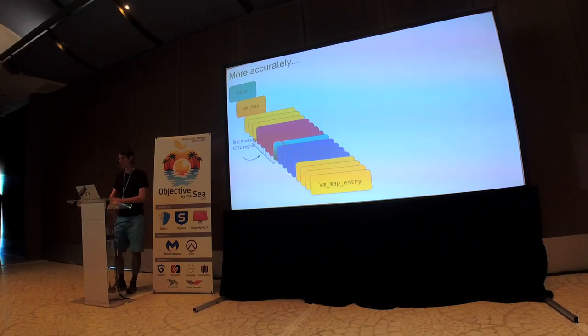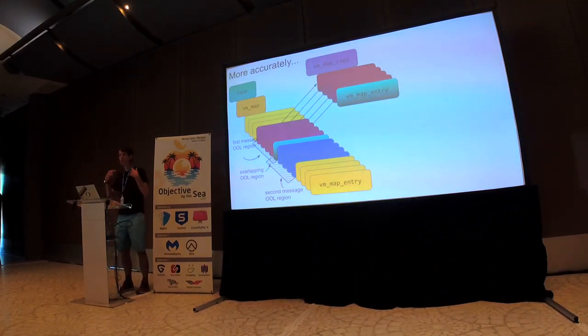The first one is going to contain this first dark shaded region and this blue one in the middle, highlighted there. And the second one is going to overlap just one VM map entry and continue on like this. So you can see you're going to create descriptors which overlap by one VM map entry. And then in two threads at the same time, we're going to send these messages.